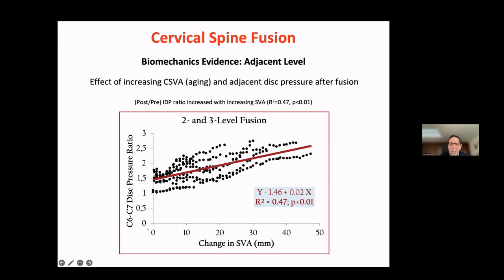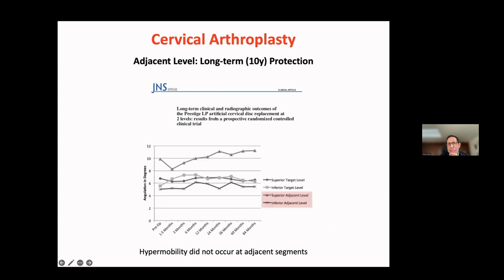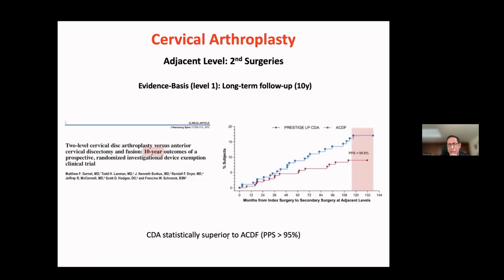And as you age, your SVA changes. Also, this intradiscal pressure is in direct correlation with the change on SVA after you perform a fusion. So incidence of ACDF adjacent segment disease is 3% a year, 25% within 10 years. In this study, long-term outcome, you don't see hypermobility in adjacent segments with arthroplasty, superior to ACDF.